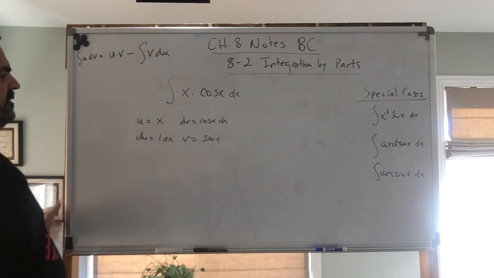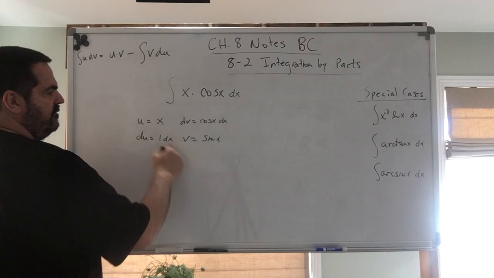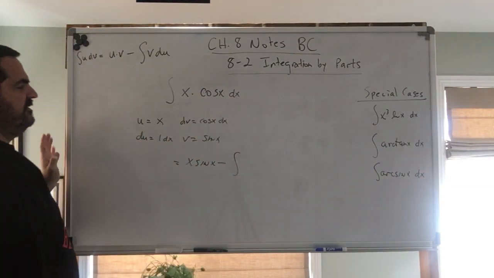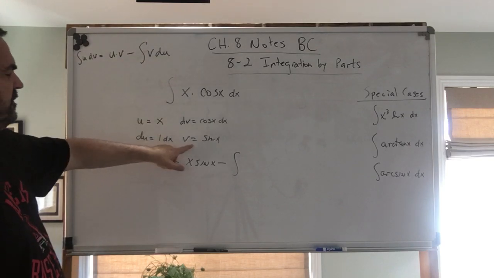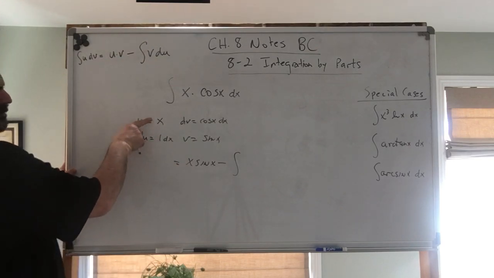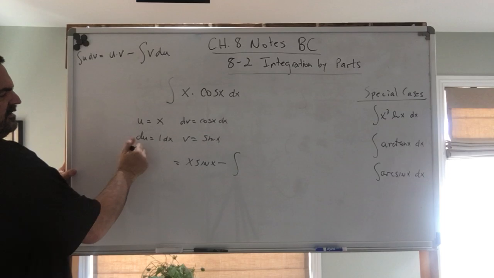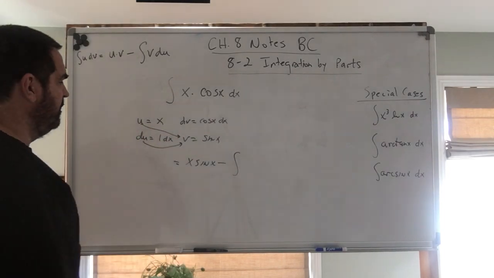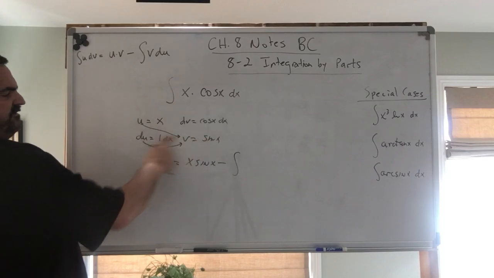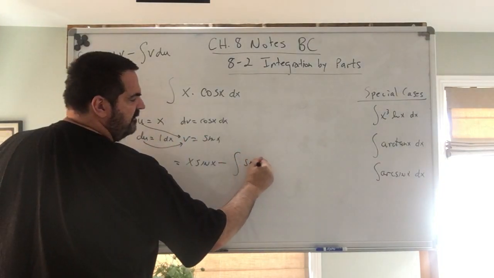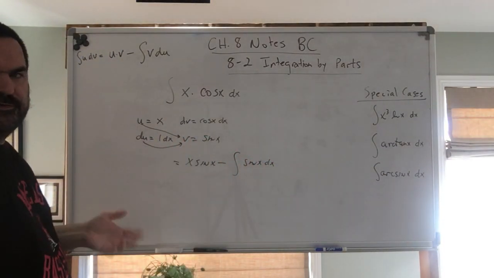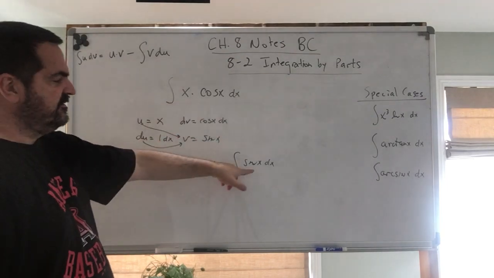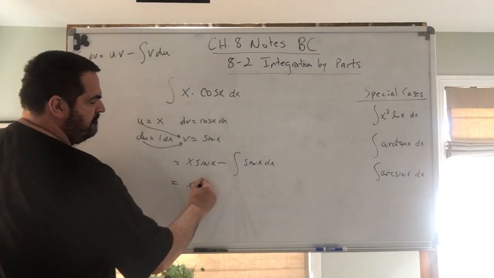So uv, which is x sine x, minus the integral of v du, which is this one. That's where the shortcut came from: it's this minus the integral of this. So when you do the first step, you're not done, but your integral is no longer a product that we can't do. It's just a single sine, which I can finish.